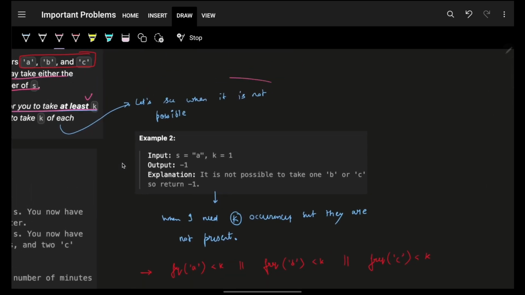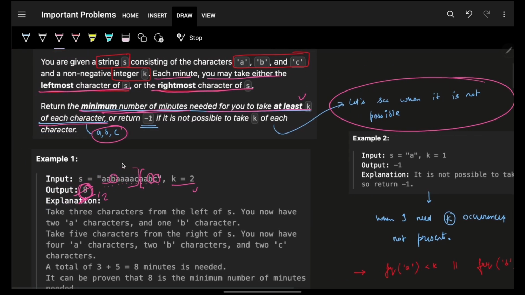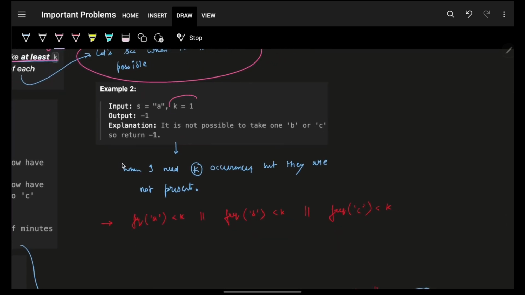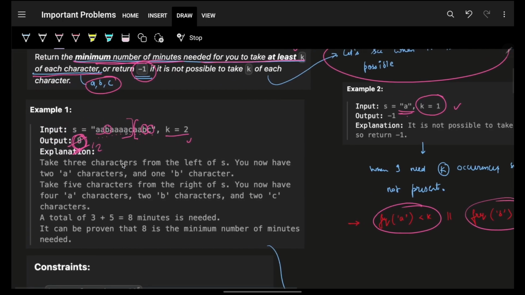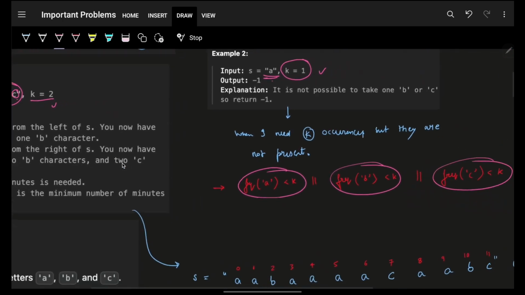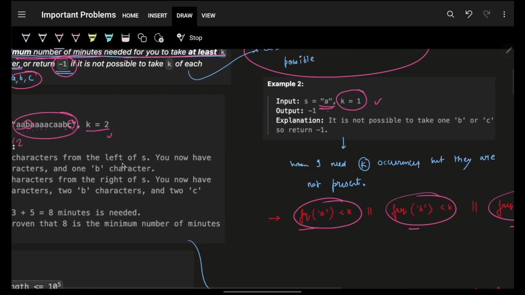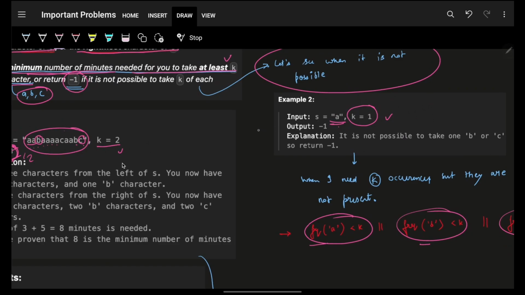Now let's see when it is not possible, because we have to take the -1 case also. It is not possible when I am given some specific K and I don't even have that many characters for A, B, and C, which means the frequency of A or the frequency of B or the frequency of C is less than K. I'm screwed. Even if I take the entire string, I will still not be able to get the individual character frequencies to be greater than or equal to K. Thus, I will simply return -1. So there is no length possible.